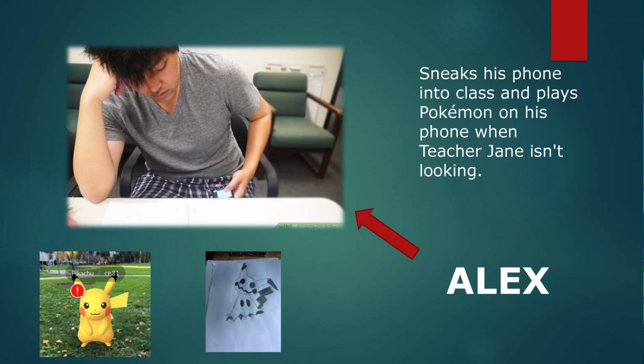So one day, Teacher Jane was thinking, what should I do? Should I confiscate this phone? So she decided. She confiscated Alex's phone. But what happened? Alex is still seen doodling and drawing Pokemon all over Teacher Jane's worksheets. So Teacher Jane actually gave up.